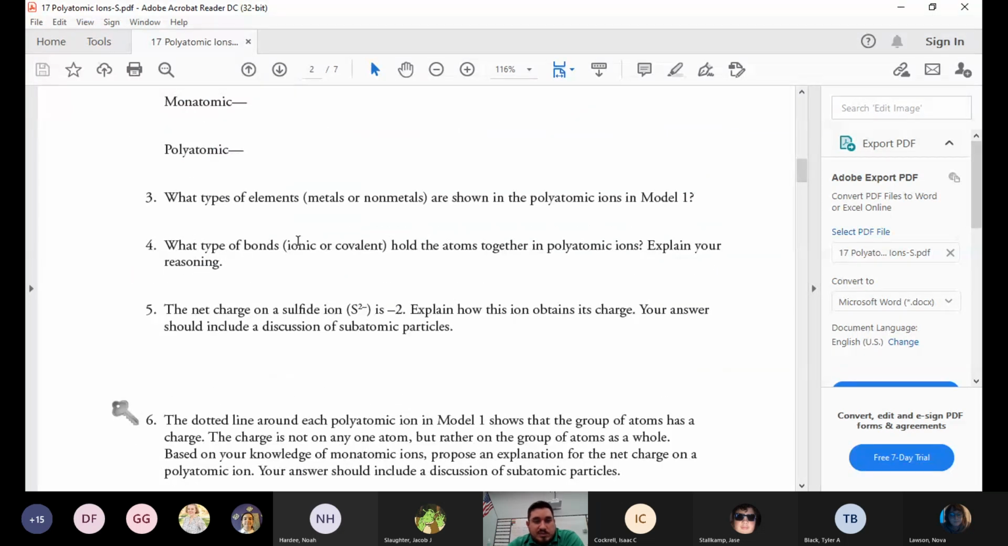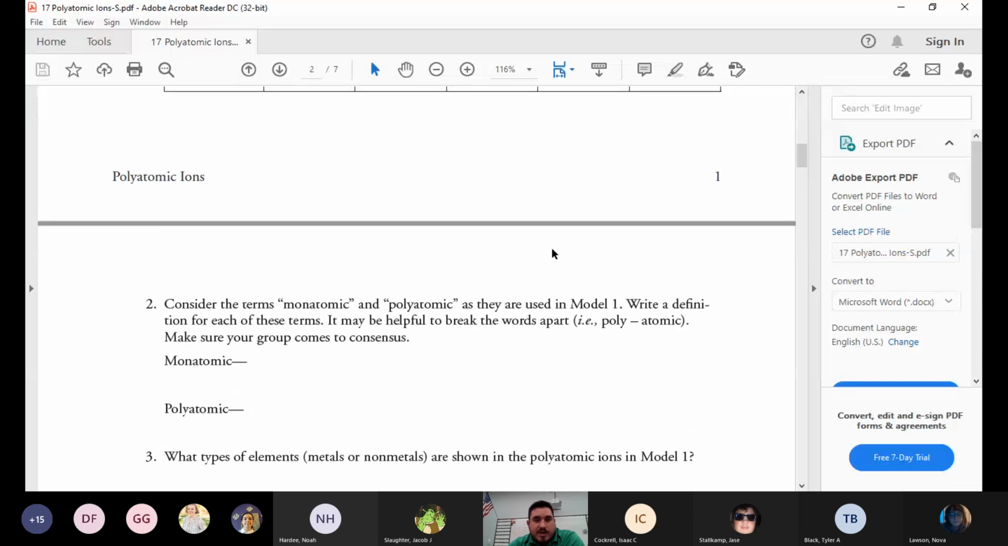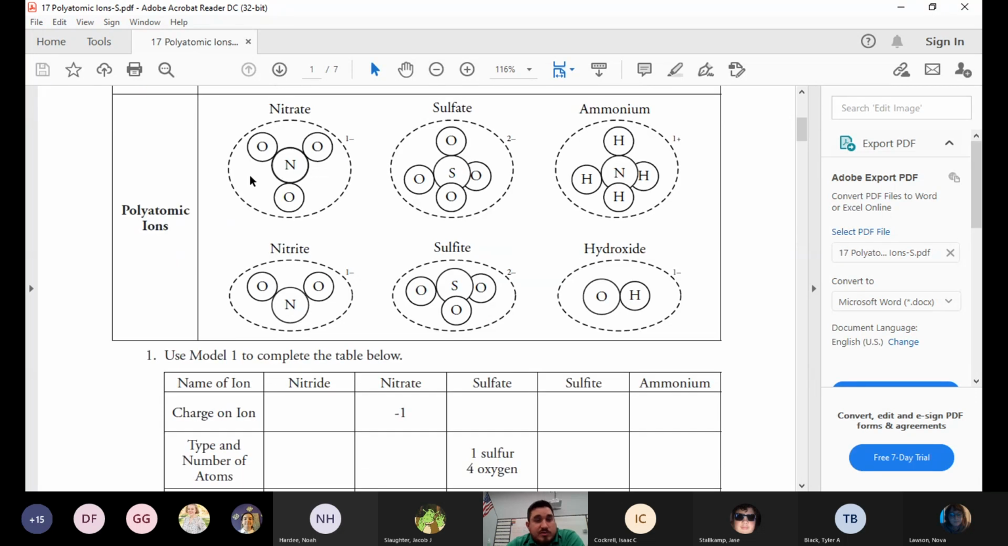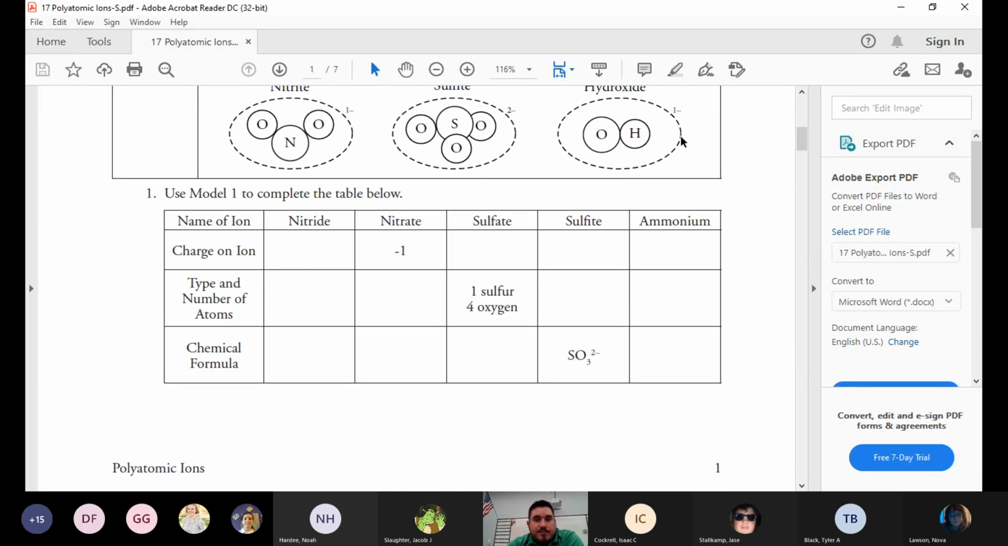What type of bond, ionic or covalent, holds atoms together in polyatomics? Again, in a polyatomic, all of these are nonmetals. Nonmetal, nonmetal, nonmetal, nonmetal. These are all nonmetal bonds. Remember, covalents are nonmetal bonds where they're sharing electrons together. An ionic bond is where somebody loses, somebody gains. So after ammonium loses its electron, it becomes positive, then it can bond up with a negative, and that is an ionic compound there.